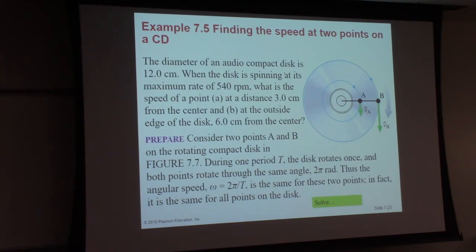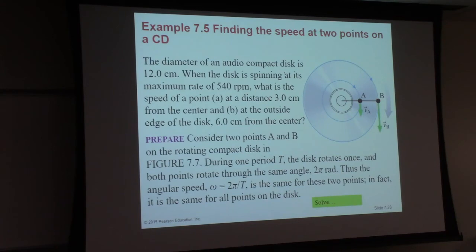Okay, so the diameter. All right, so be careful. They're giving us the diameter of an audio compact disc is 12 centimeters. When the disc is spinning at its maximum rate, which is 540 RPM, okay, good, so that's frequency again, just not in SI units. What is the speed 3 centimeters from the center, and all the way on the edge, 6 centimeters? Okay, and we want to solve this problem.